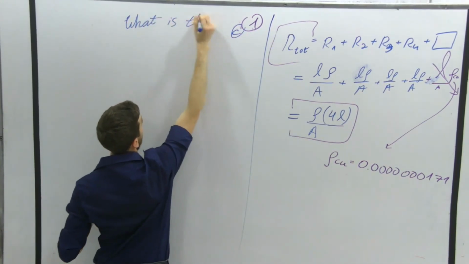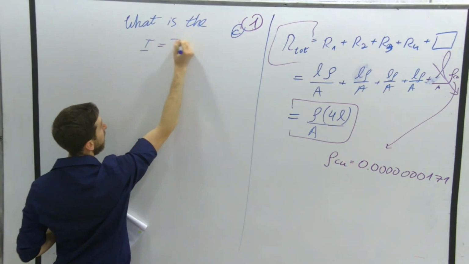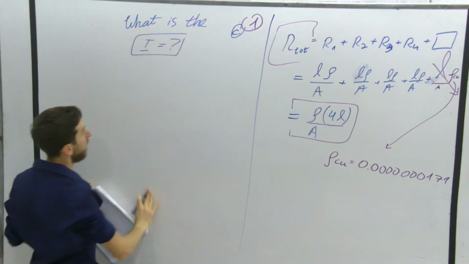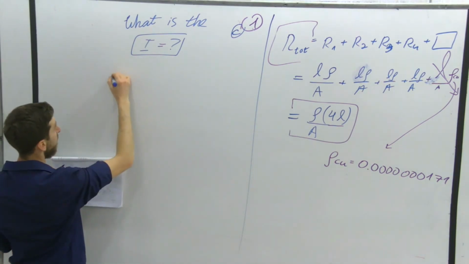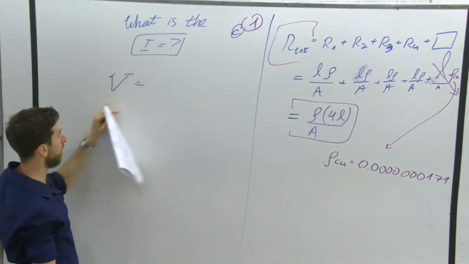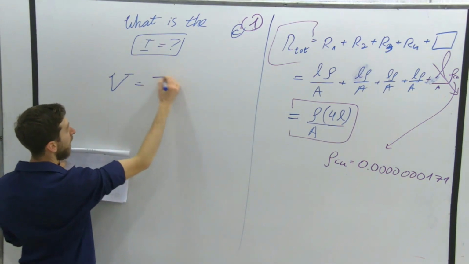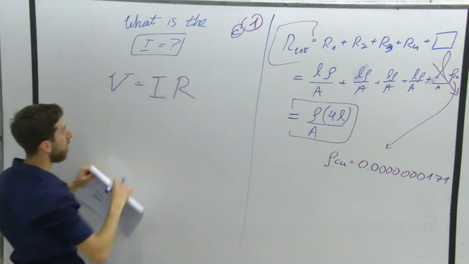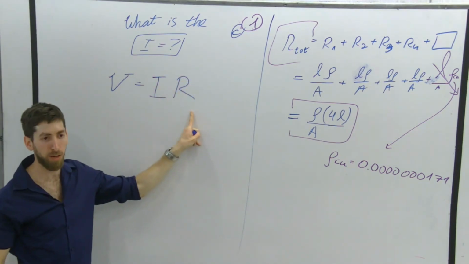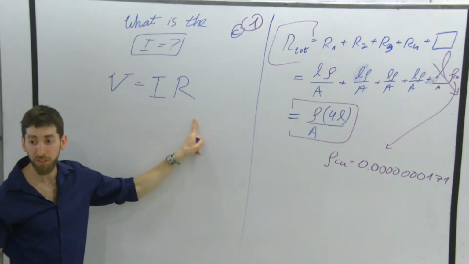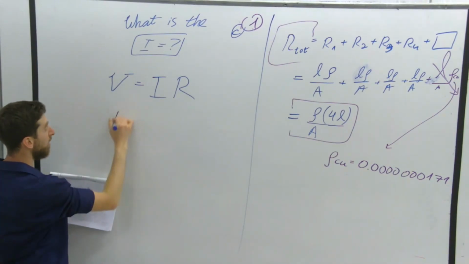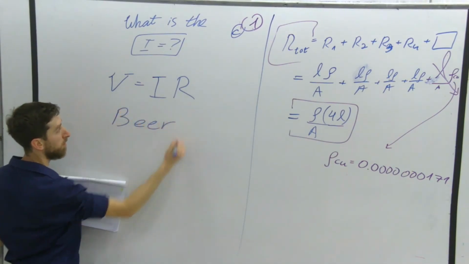What is the current I in the circuit? Okay, so to solve this problem, we have a nice formula which is called Ohm's law, V equal IR. Okay, and I want you to read it. How does it sound like? Read it. VIR.